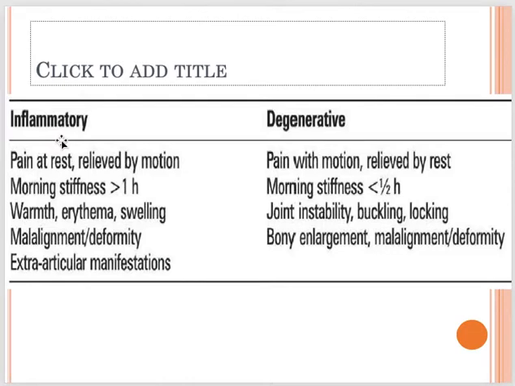Whenever inflammation is there and you examine them, you will find the joint area is warm. You can find swelling, you can find erythema. Whereas in degenerative conditions, you will find joint instability, buckling and locking, like when they move their joint, they will say it feels like the joint is locking. Inflammatory conditions give extra-articular manifestations. One more thing, guys, inflammatory pains can wake you up in the night. Degenerative conditions also have pain, but here the pain is late, as the day progresses. So that's why degenerative condition people have evening pains, right?